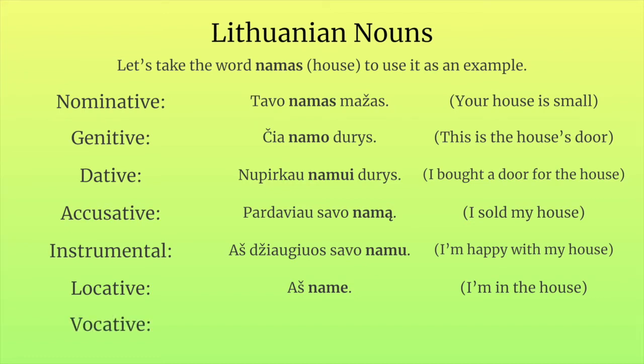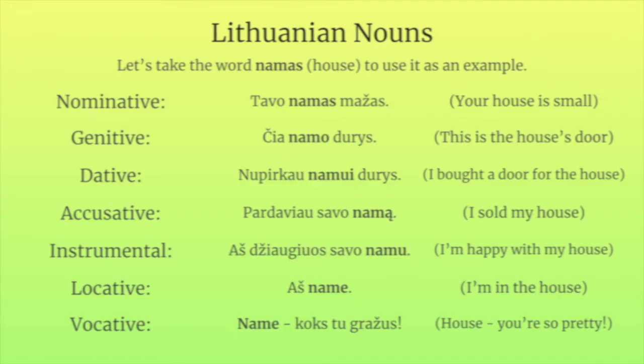Vocative. The vocative case is mostly used for animate things, but we can use it here for house as well, stating Name, koks tu gražus. House, you're so pretty. Note the subtle differences in stress between the locative and the vocative cases. Aš name and name. Name, koks tu gražus. Aš name. These subtle differences in stress can have an impact on the meaning of certain words and certain sentences.